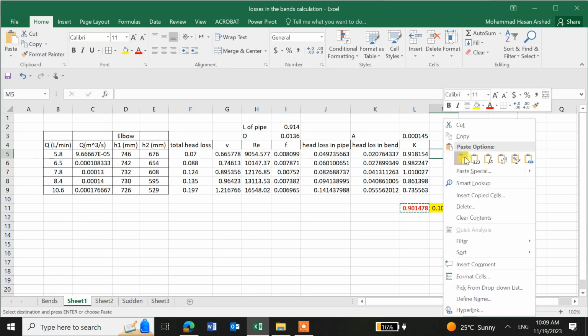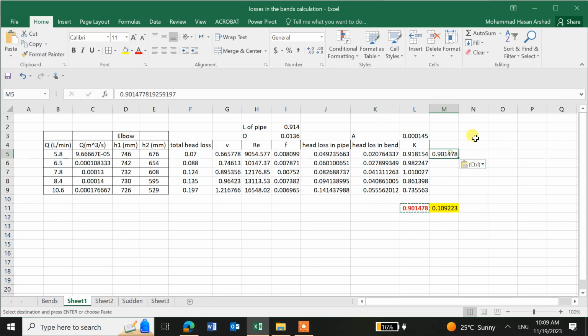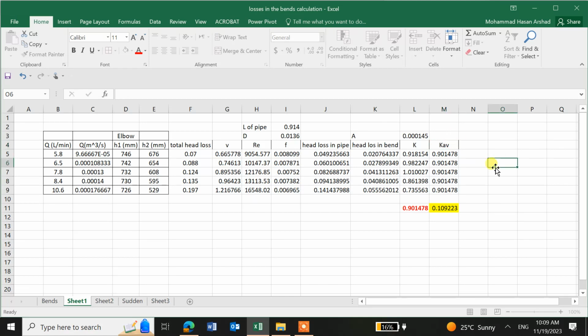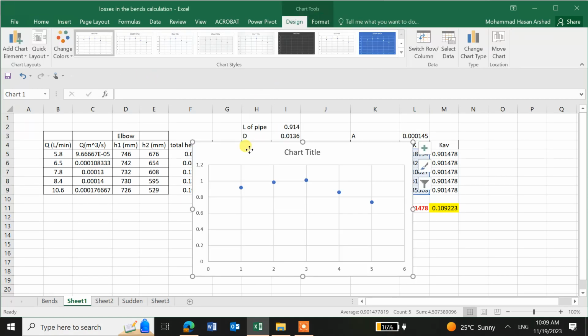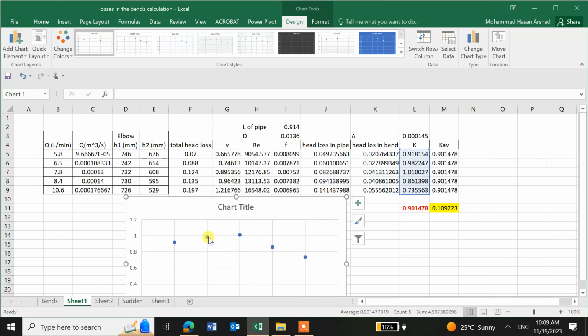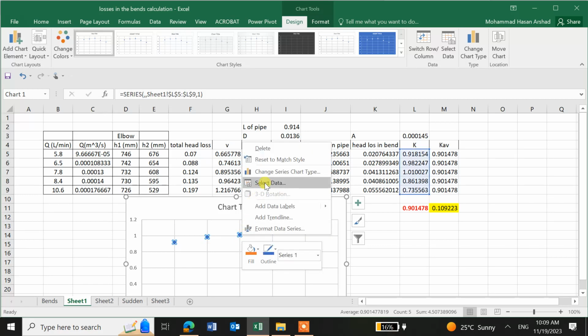What you can do is plot the average value together. So this is the average value, K average. When you plot K versus the Reynolds number, right? So K versus Reynolds number. This is the K. Yeah, so see the trend. Oh my god, this is increase, decrease.